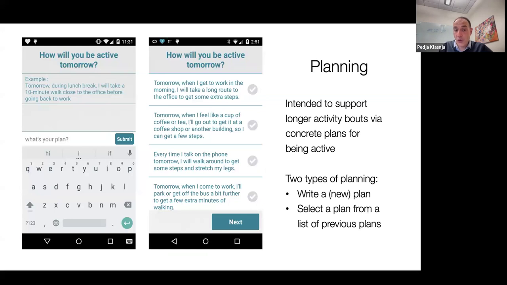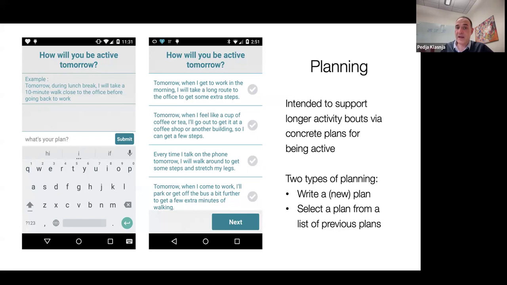Planning, on the other hand, also had two variations that were very much focused on trying to differentiate how much burden is involved in planning. And so we had basically just a text box, which you can think of as a digital version of how implementation intention research is done in lab studies, where people just write down a plan on a piece of paper. And then the other variation was basically a list of plans that people had previously made.